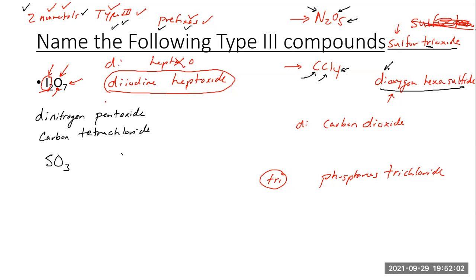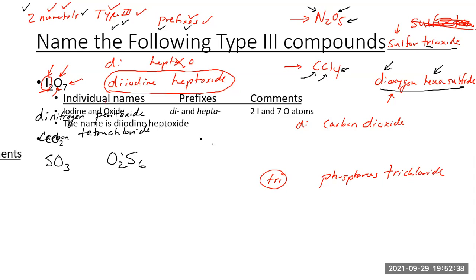Second one, di and hexa tells me I got some prefixes in type 3. Di is 2, oxygen is O. Hexa is 6, sulfide is S. And there we go. And that made up thing, O2S6, would be it. Any questions on type 3 naming? Covalent bonding, molecular compounds, the appropriate place to use prefixes. Any questions on that?